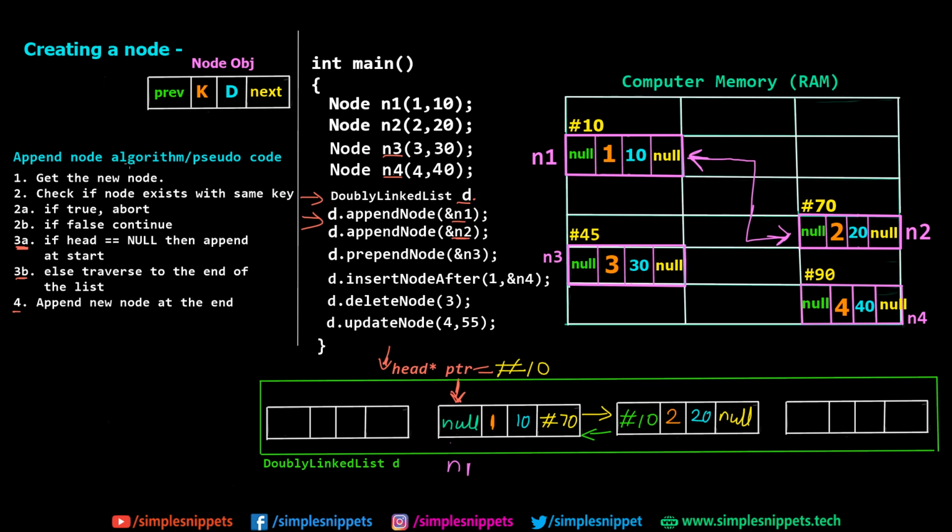So this was the append node algorithm or pseudocode. You can also write it down. We will be converting this to C++ code when we go ahead with the implementation part in part 2 of this video. Let's move on to the prepend node algorithm.